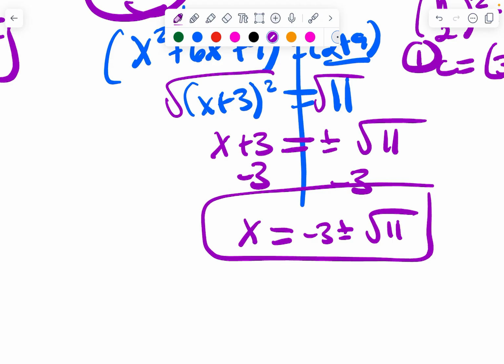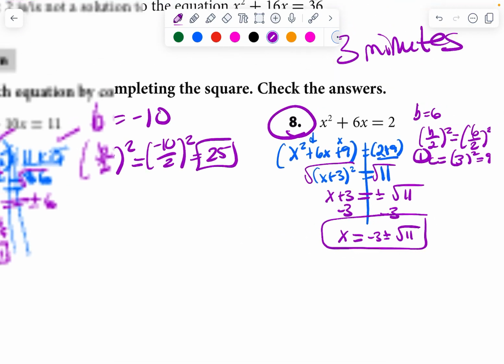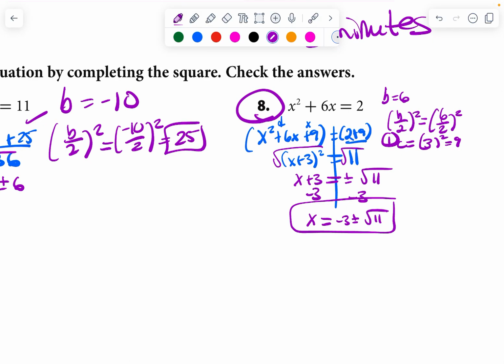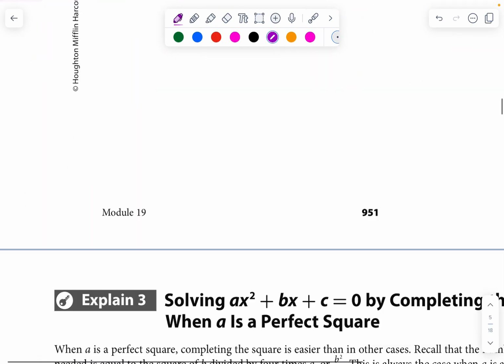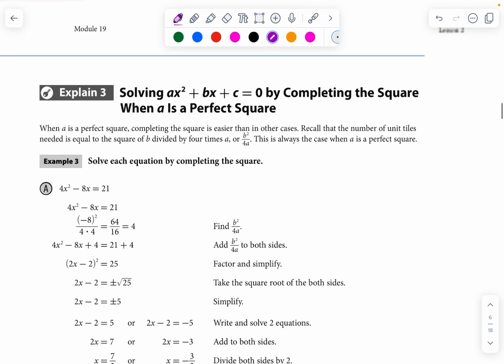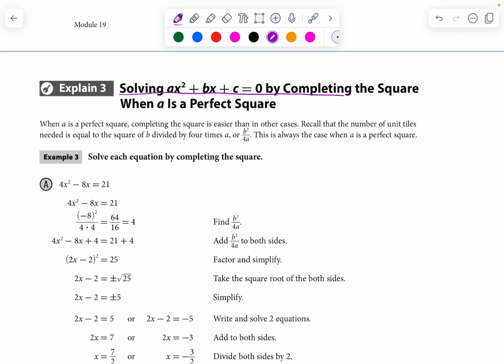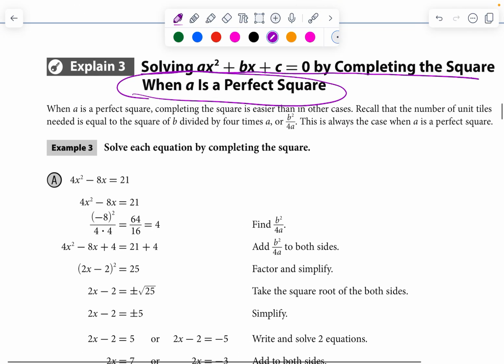Okay? Now, the last thing I kind of want to take a look at with you is explain 3. Because I really want to just make sure you have a chance to practice through the steps of completing the square. So let's look at 952 on that next page. So it says solving ax squared plus bx plus c equals 0 by completing the square when a is going to be a perfect square. Okay? Now, this is more fun. We don't really see this a whole lot.